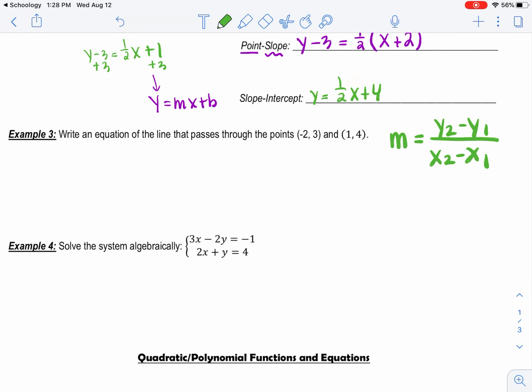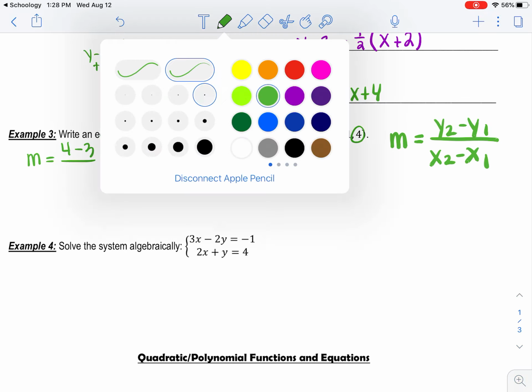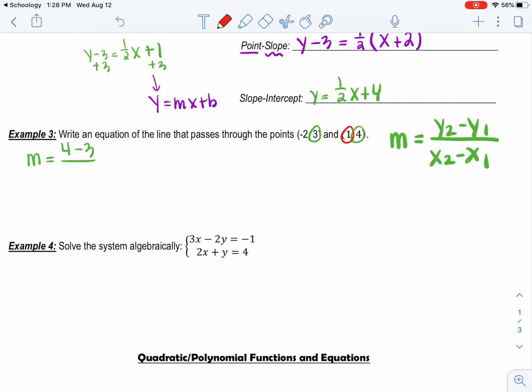All right, so let's find the slope of this line. So we have y2, which is 4, minus y1, which is 3, over x2, which is 1, minus x1, which is a negative 2. Since it's a double negative, I'm going to turn it into plus. 4 minus 3 is 1. 1 plus 2 is 3. So now I know the slope is 1/3.